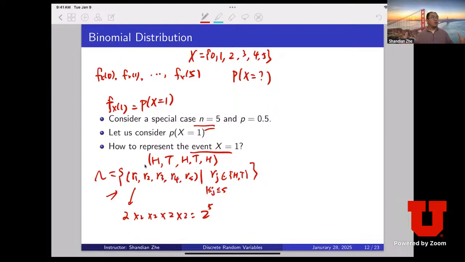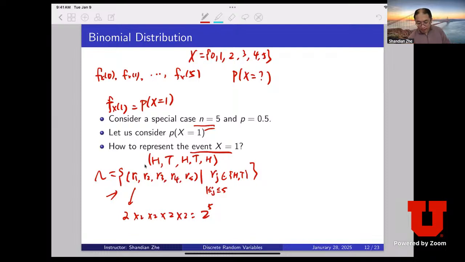These 2 to the power of 5 sequences form the whole sample space. Does it make sense? I hope everyone is on the same page, right? Okay, so now things become clear.